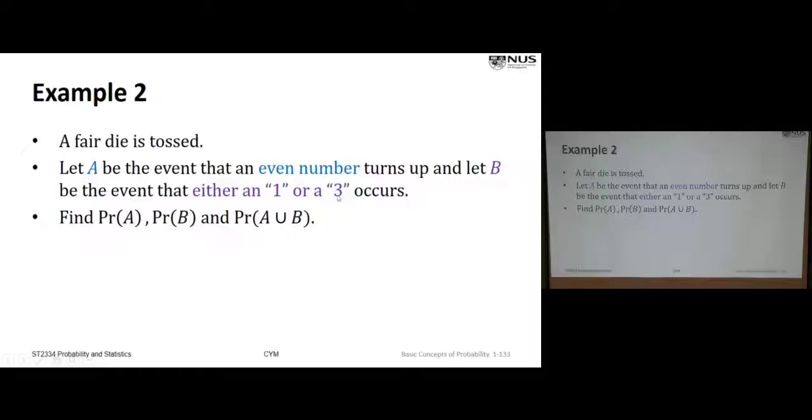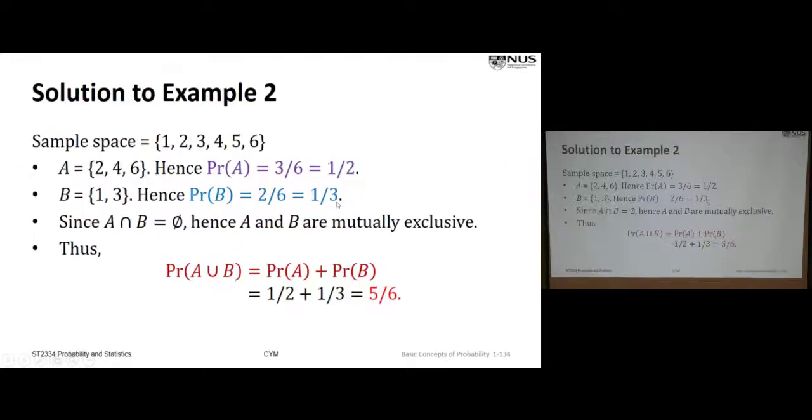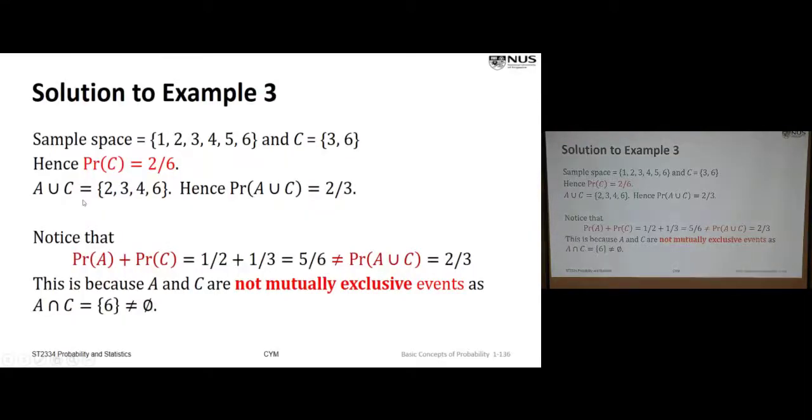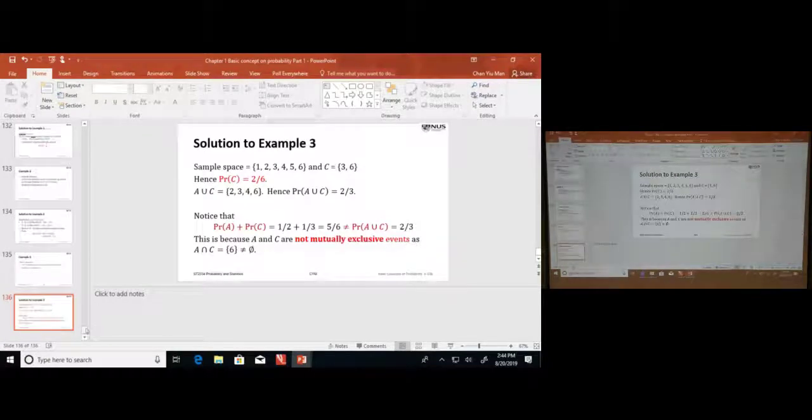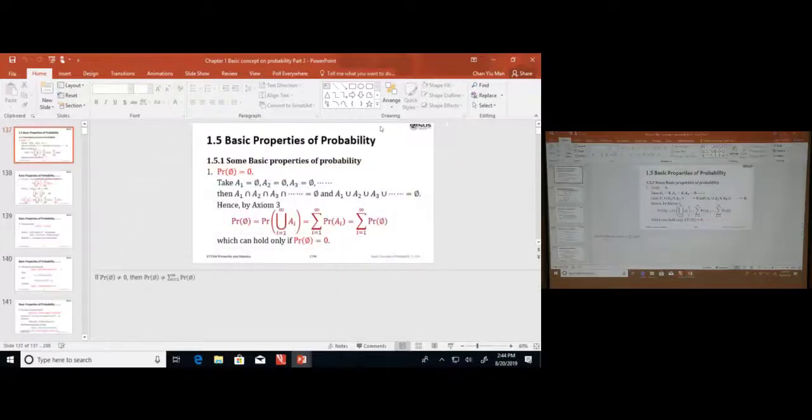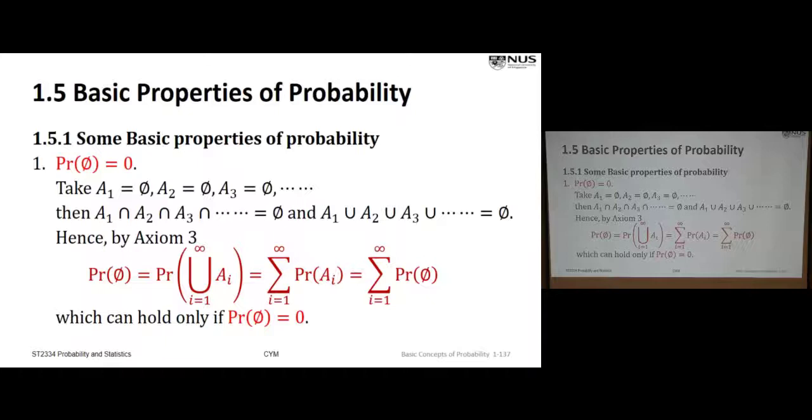All right. I think example 2, example 3, you can read it yourself. So let's look at the second part of chapter 1. Basic properties of probabilities.